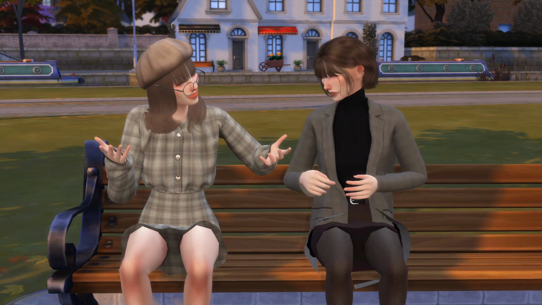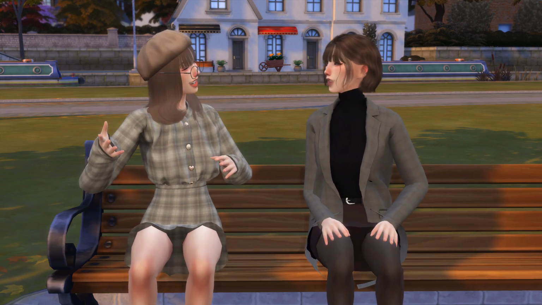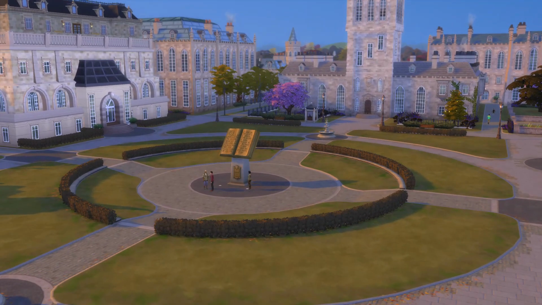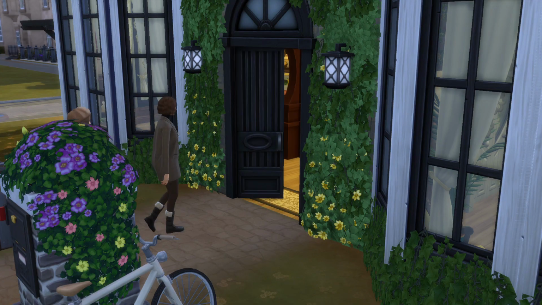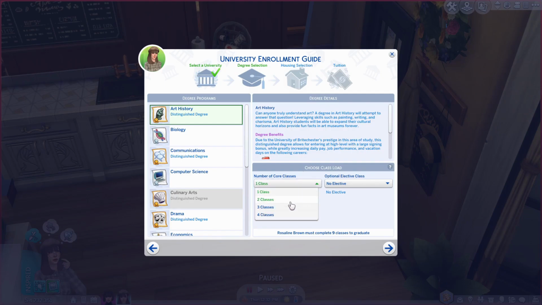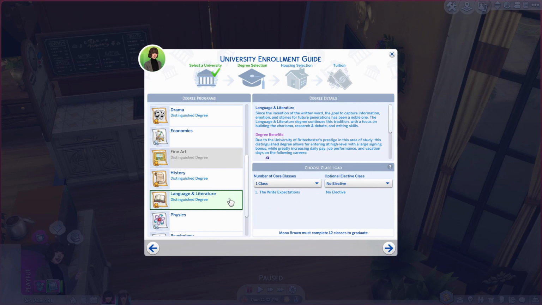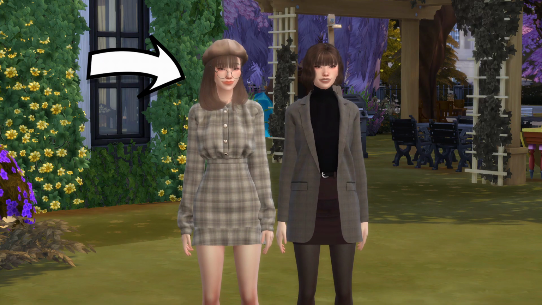I don't think I've mentioned this yet, but both Rosalind and Mona are uni students at Bridechester. They live in a share house together where Rosalind majors in art history and Mona majors in language and literature. First, let's talk about Rosalind.